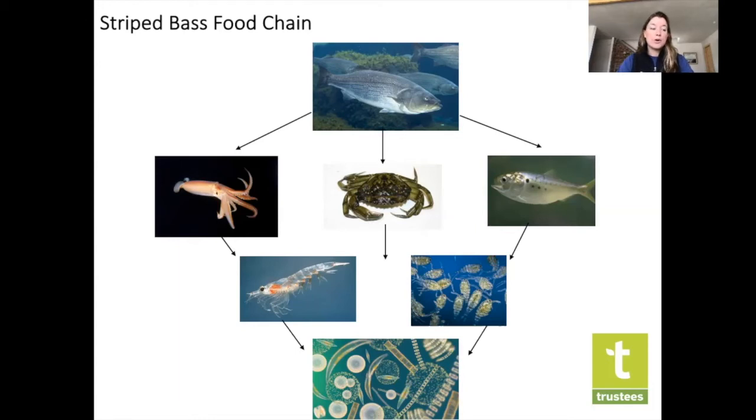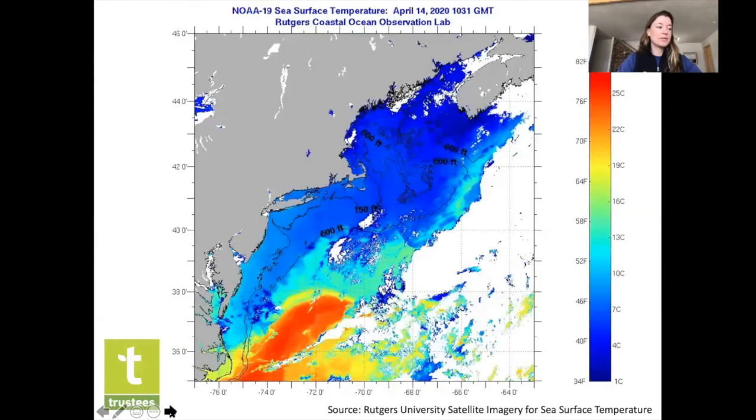So if we know where to find phytoplankton, then we potentially know where to find zooplankton. And if we know where to find zooplankton, we can gain some insights of where the squid, crabs, and baitfish are, like menhaden. And then finally, where the striped bass are. And this is important to keep in mind.